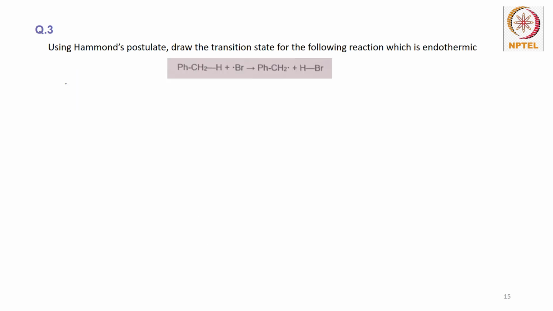Okay, let's solve the next question. Using this postulate, draw the transition state of the following reaction, which is endothermic. So as it is endothermic, first try to draw the energy profile diagram. Endothermic, so it will be product. Endothermic means the transition state will be closer to the product energy.